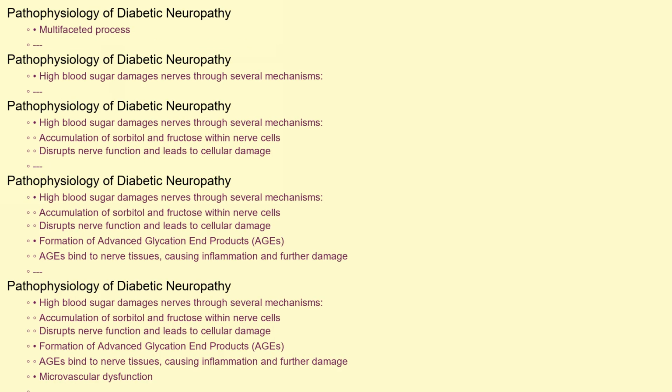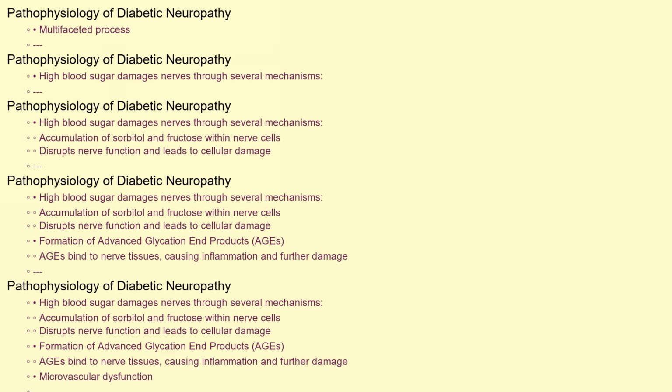Now, let's get a little more technical. The pathophysiology of diabetic neuropathy is multifaceted. High blood sugar damages nerves through several mechanisms. First, it leads to the accumulation of sorbitol and fructose within nerve cells. These substances disrupt nerve function and can lead to cellular damage. Second, high glucose levels contribute to the formation of advanced glycation end products, or AGEs. AGEs bind to nerve tissues, causing inflammation and further damage.